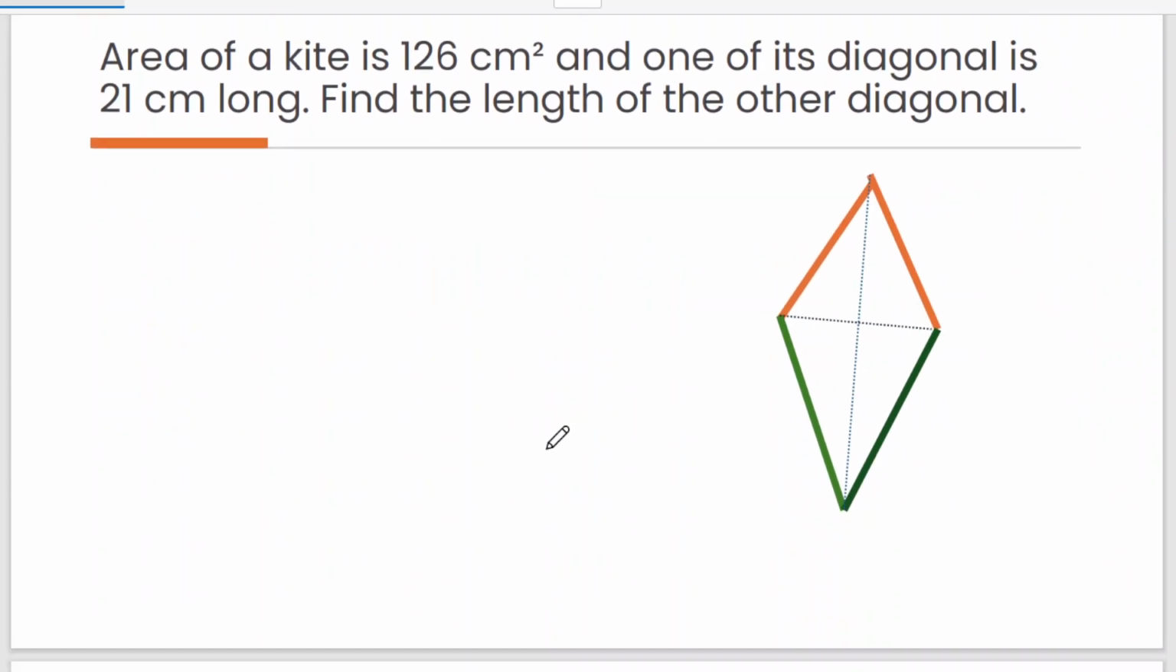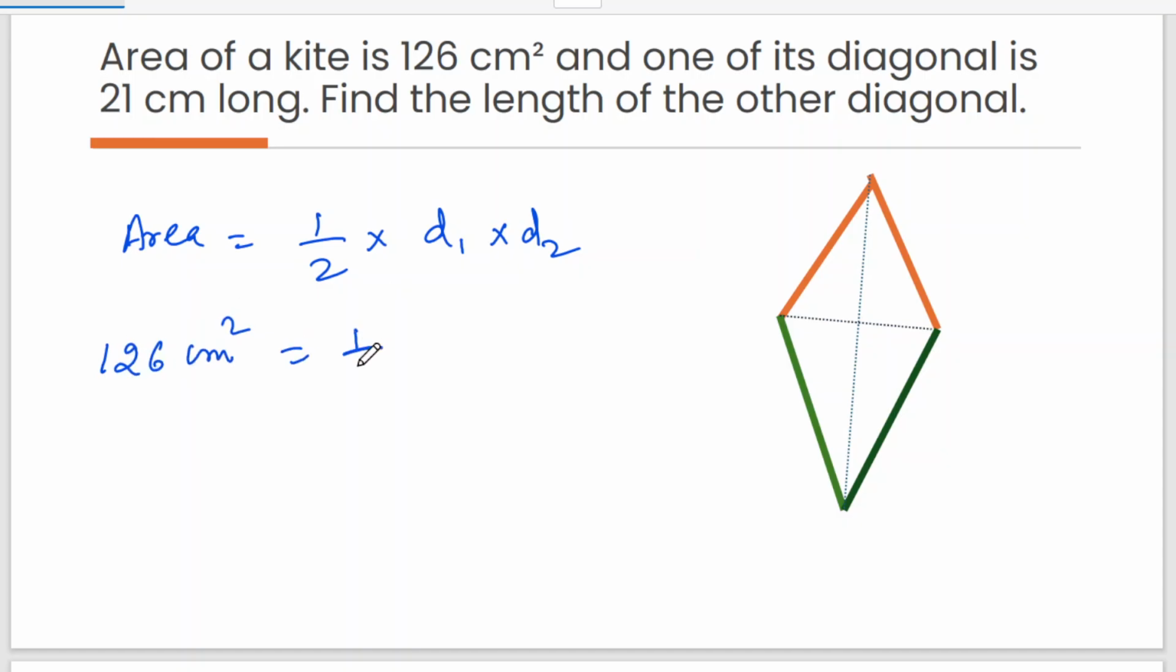Area of a kite is 126 centimeter square, and one of its diagonals is 21 centimeter long. Find the length of the other diagonal. See, what is the formula for area? Area equals half into the product of the diagonals. Now what is given? Area is given as 126 centimeter square, equal to half into, let the other diagonal be D1, so this is D1 and D2 is given as 21.